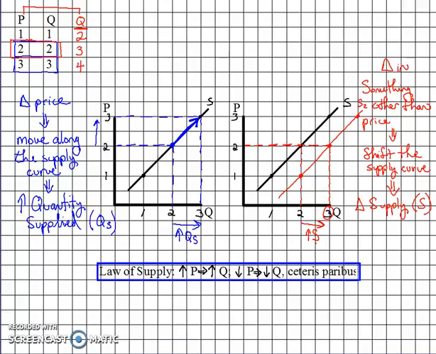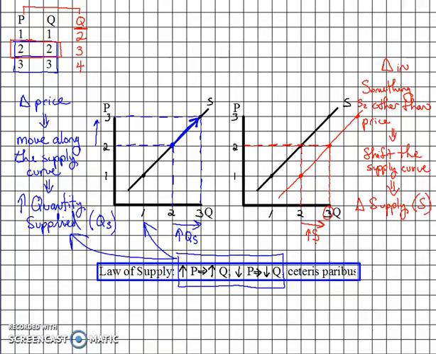So let's think about it this way. This right here is the relationship between price and quantity. An increase in the price causes an increase in the quantity, or a decreased price causes a decrease in quantity. That's just this graph right here. That's moving along the curve. That's a change in quantity supplied. That's the moving along the curve part of the law of supply.